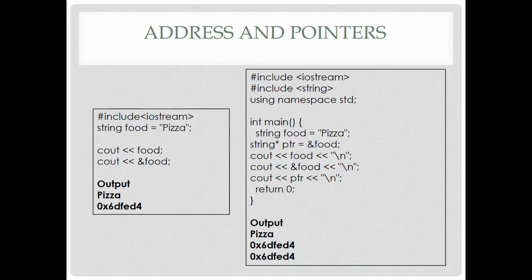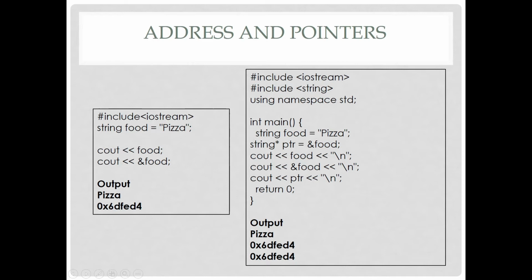You can see another example over here wherein we use a string. Now string food is equal to pizza. I am saying that this ptr is pointing to a string, which means ptr is equal to the ampersand of food. Now what is food? Food is pizza. What is ampersand of food? The address of that particular pizza. Now that is my ptr.